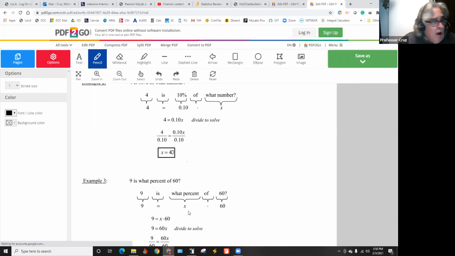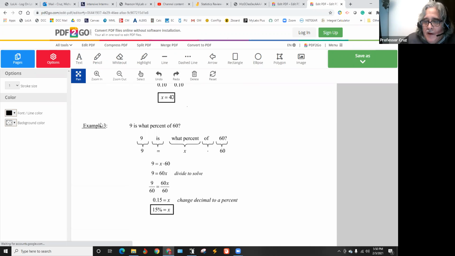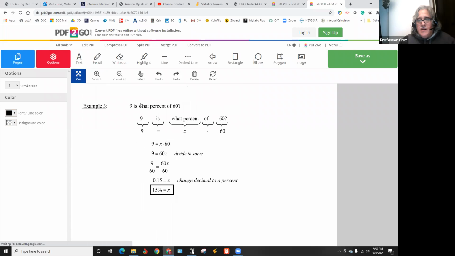All right. And then the third type, 9 is what percent of 60? What's missing now is the percent. So 9 is still works like a regular equation. An x, the "of" is multiplication times 60. Now, generally speaking, when you write it, the x goes on the right-hand side.